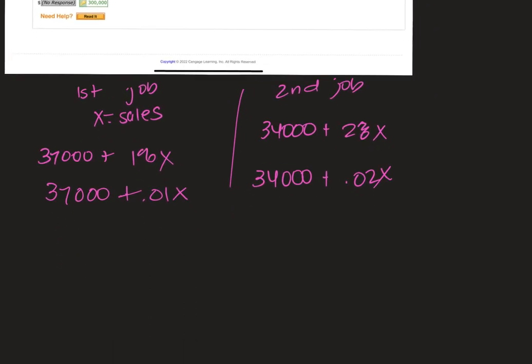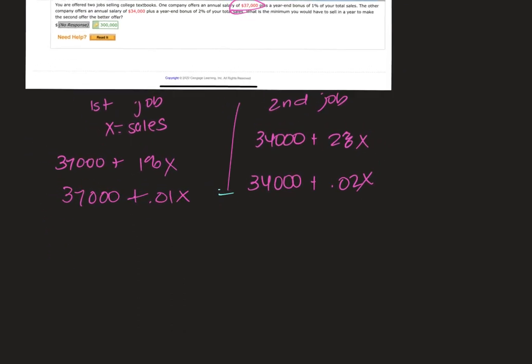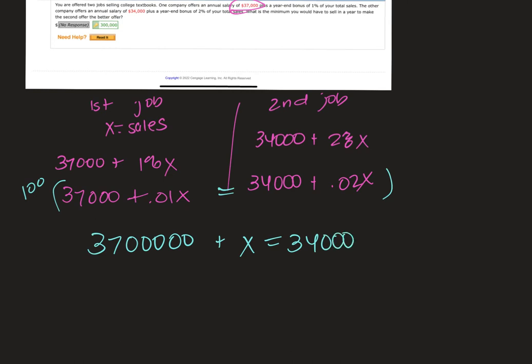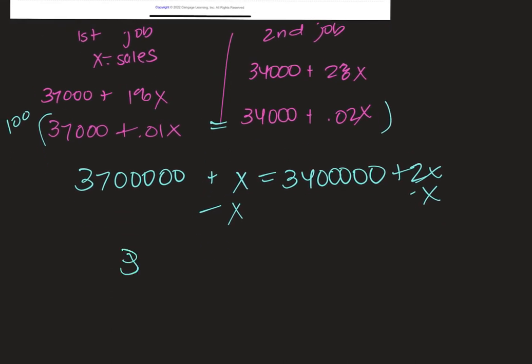If we set these equal to each other and solve, you can get rid of the decimal if you want or not, it's up to you. If I want to, I'd multiply by 100, so 37, I'd add on two zeros plus 1x equals 34, add on the two zeros plus 2x. Subtract the x. And then subtract the 34.